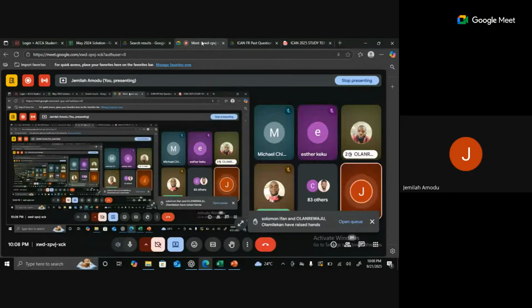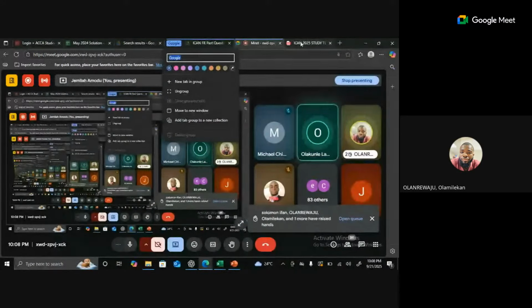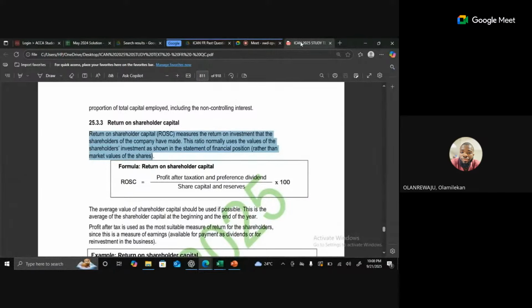I think I just want to make a contribution to what he said. I think the answer is actually explanatory. It's just like saying profit after tax rather than saying profit less tax. So I think what you're talking about is profit after taxation and preference dividend has been removed. It's just like saying profit after taxation and after preference dividend. So that profit that you have after removing both of them, that's what we're talking about.